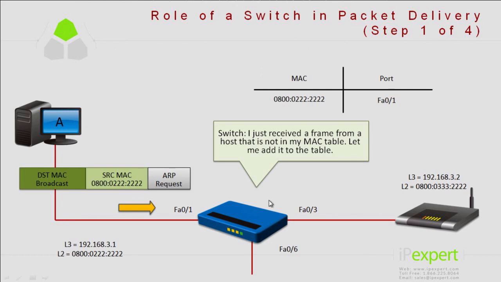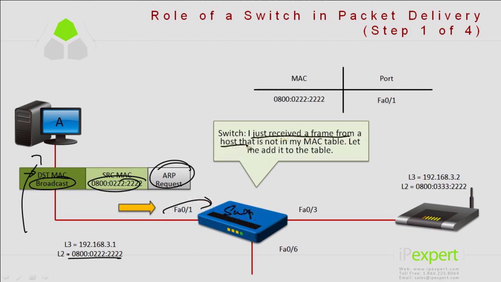So now let's revisit this process, just looking at the ARP requests. What we see right here is that we send a broadcast destination MAC header with our source of A with the ARP request. It's going to arrive on the switch. The switch is going to say, I just received a frame from a host that is not in my MAC table. Let me add it to my MAC table. Once it adds it, it's going to list the MAC address and the port that it arrived on, Fast Ethernet 0/1.